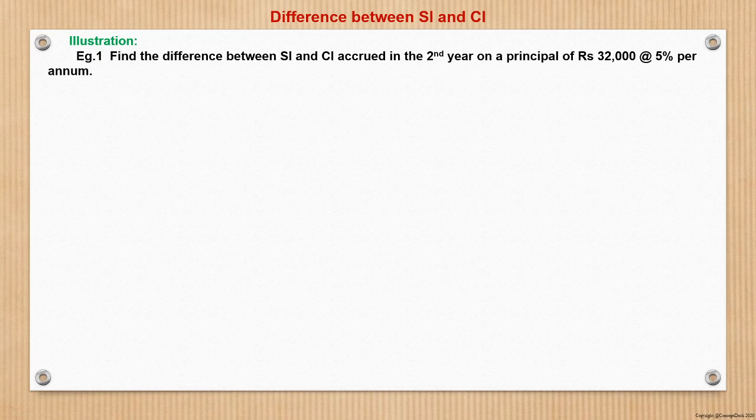It says: find the difference between the simple interest and compound interest accrued in the second year on a principal of rupees 32,000 at 5% per annum. So that is what is given here. Now let us see. Here we'll see a shortcut also that I had briefly discussed in the first session, but let us see first method 1.